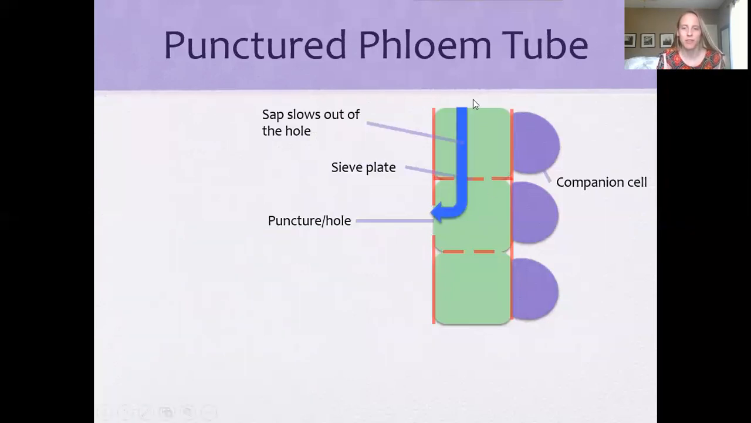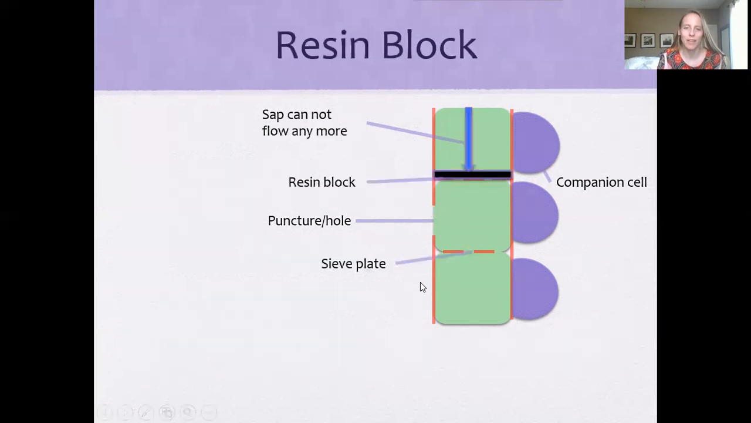So this is what it would look like. We'd have a little puncture right here. The sap would be coming down like normal, but when it gets to that opening, it would flow out of that hole and then down the side of the tree. And so what would happen then is a resin block would form across the sieve plate, in this case above where the puncture hole is because the sap is coming downwards. And so now this phloem tube doesn't work anymore, but at least you're not losing the sap.